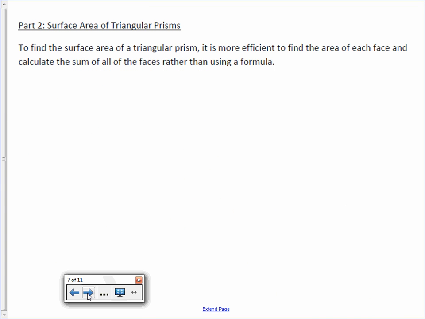Surface area of triangular prisms. To find the surface area of a triangular prism, it is more efficient to find the area of each face and calculate the sum of all the faces rather than using a formula.